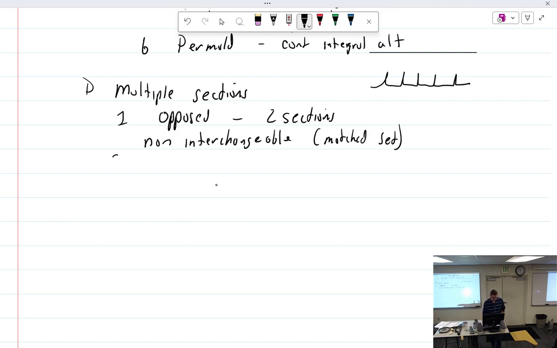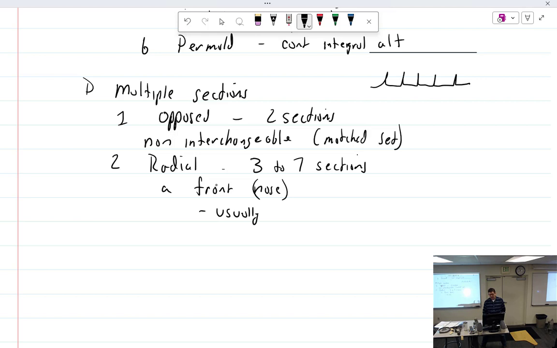It won't work out. But what about radial engines? Hold on. Radial, they'll have 3 to 7 sections, depending on how big the radial is and what type it is. You usually have the front or nose section. This usually has the thrust bearing, by usually I think always. What do I mean by thrust bearing?